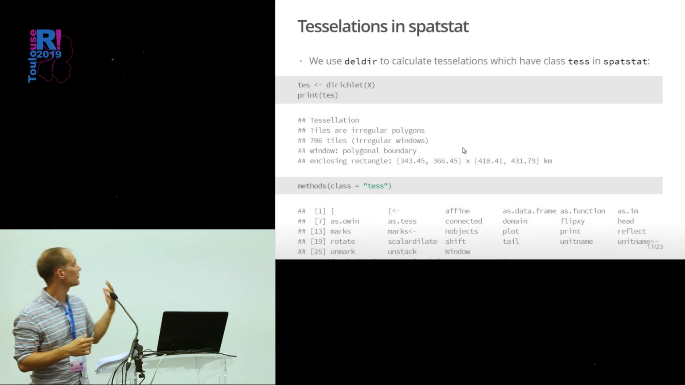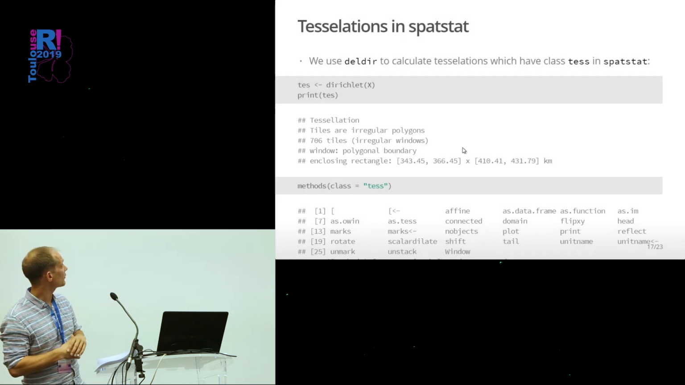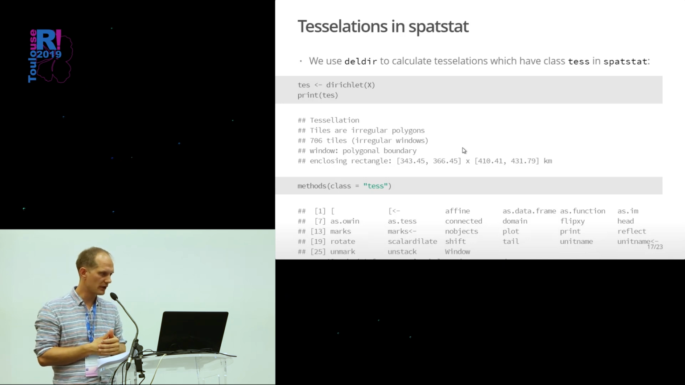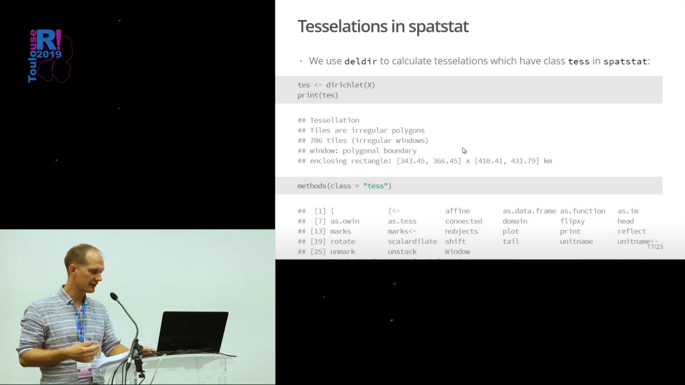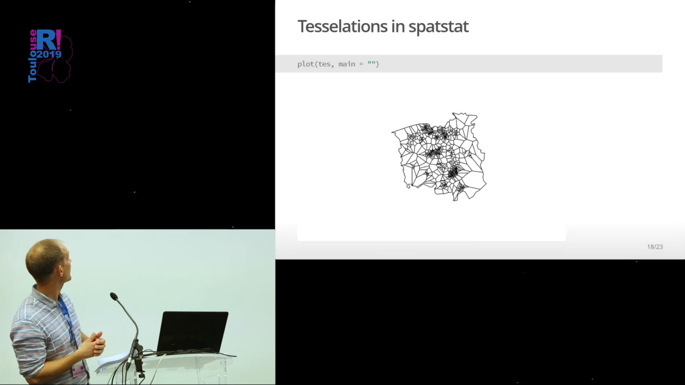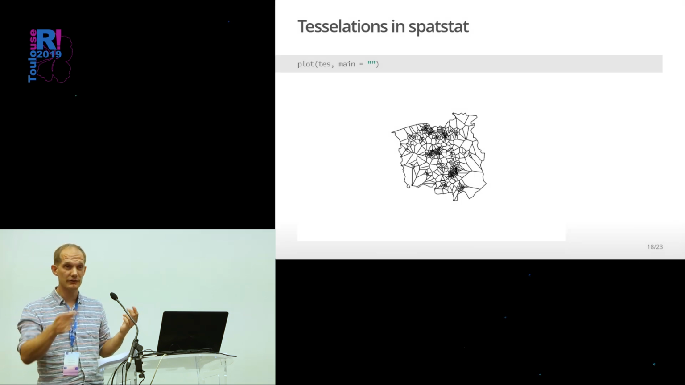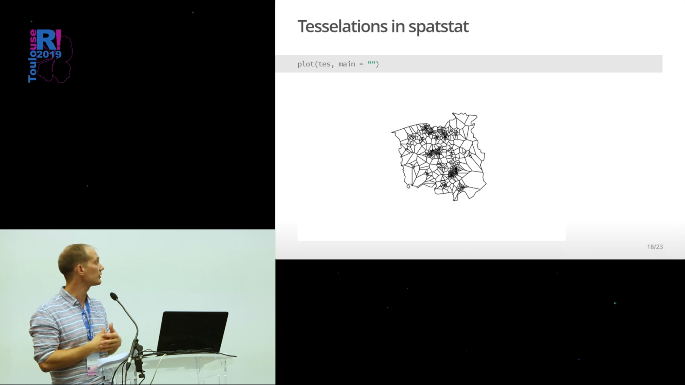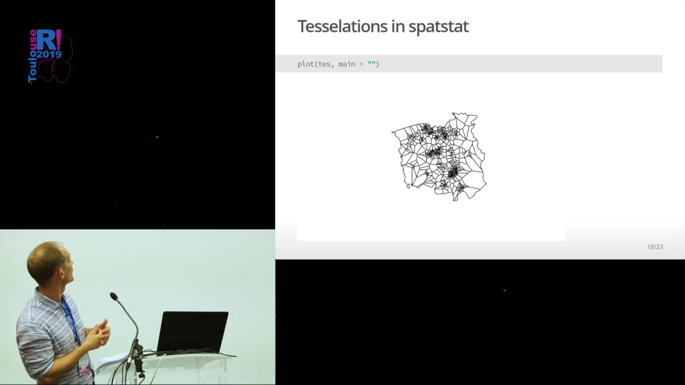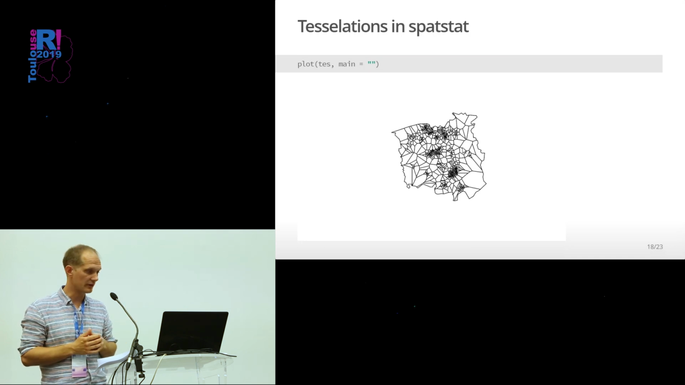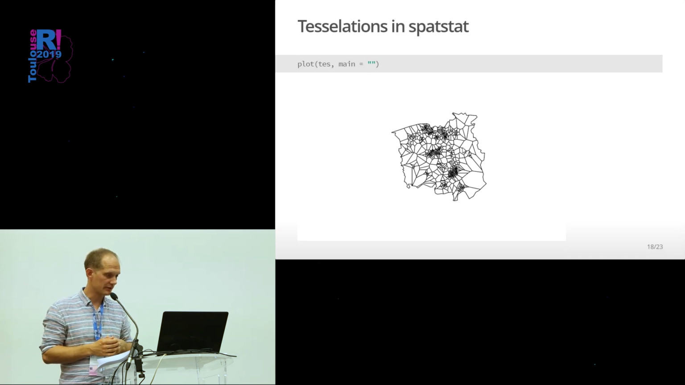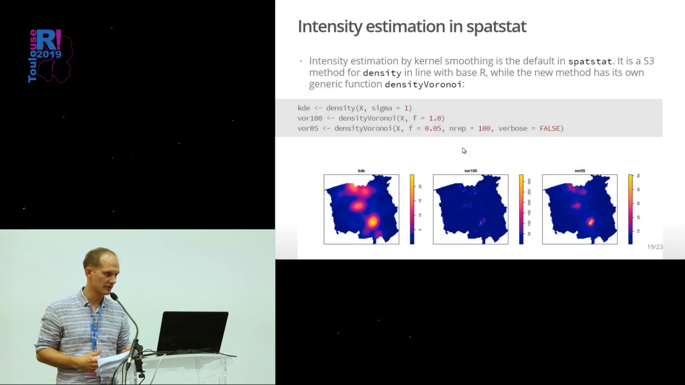For this project, of course, we need tessellations, and that's also something we've had in SpatStat for quite some time. That's based on the deldir package. And we also have quite a few methods for tessellations. So you can plot a tessellation, and what is a tessellation in 2D? Well, it's just a subdivision into nice polygons. And when it's the Voronoi or Dirichlet tessellation, then it's nice convex polygons. And it looks like this. And you can manipulate them in many ways in the package.